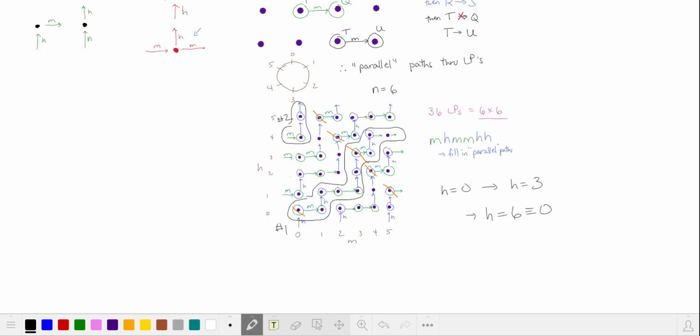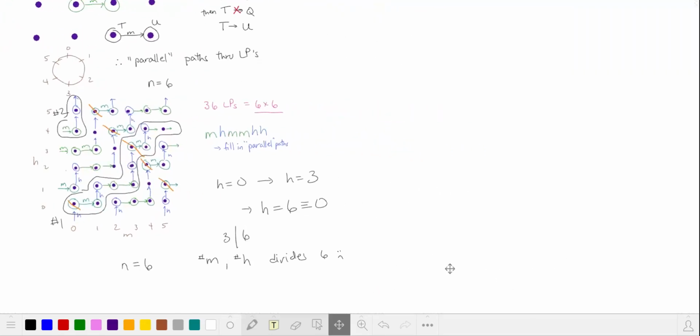We see that because 3 divides 6, if we continue this, we're just going to go through these 2 pathways over and over again. So it looks like, because our clock has 6 numbers on it, our initial sequence of 6 paths cannot be divided into m's and h's in such a way that the number of m's and the number of h's divide 6. To verify this, let's try it again.